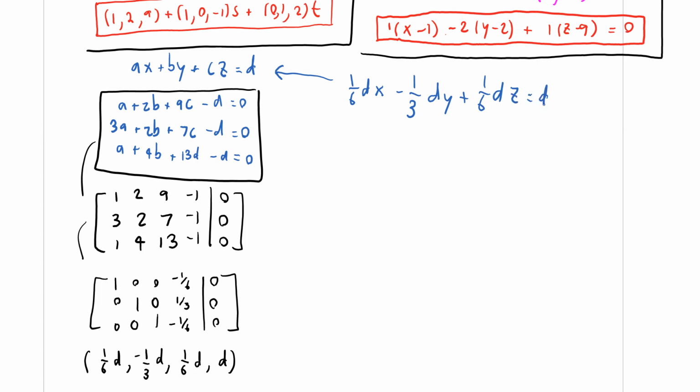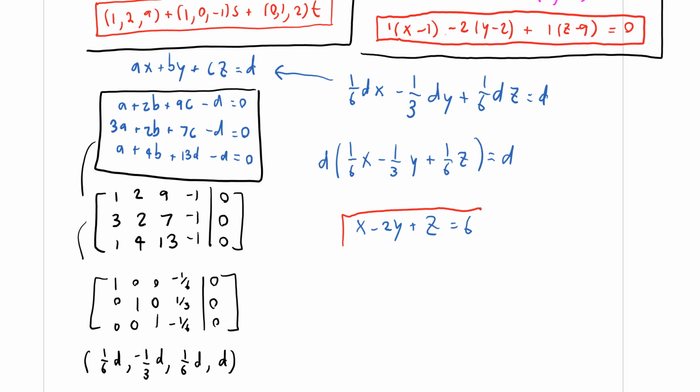Now then, if I pull the d out, I'm going to have d times 1/6 x minus 1/3 y plus 1/6 c equal to d. I cancel out the d, so let me also multiply by 6. I'm going to get x minus 2y plus c equals 6. So this is also another equation of the same plane that we have here.